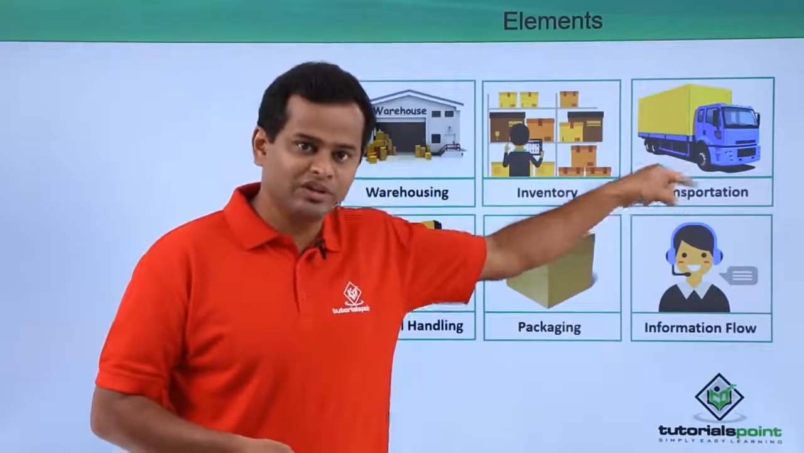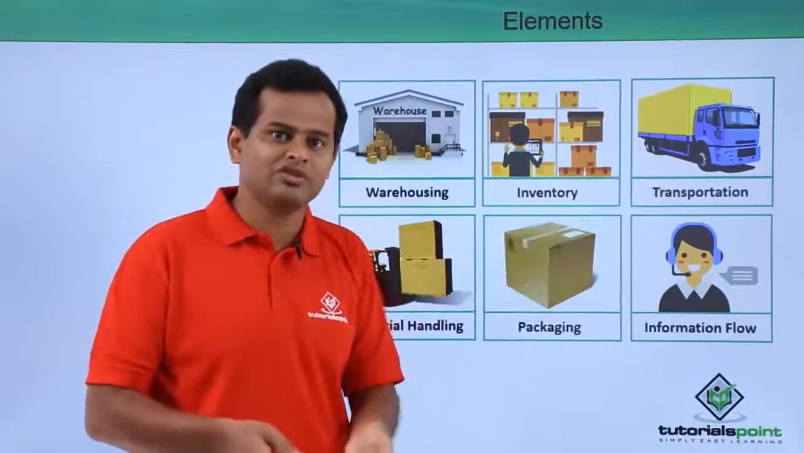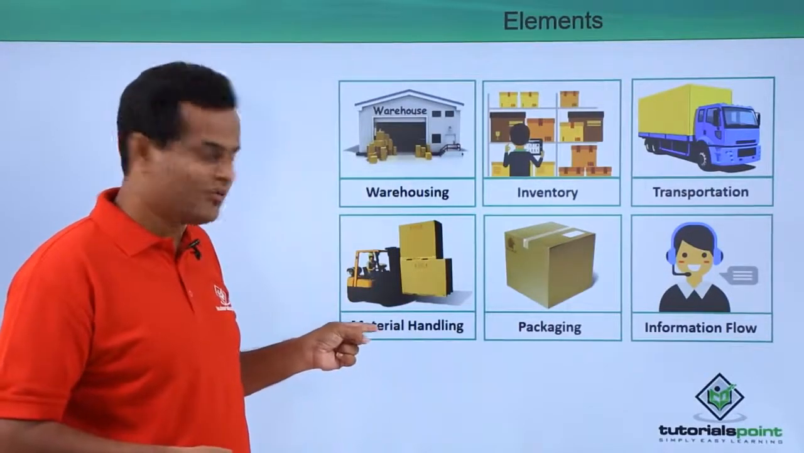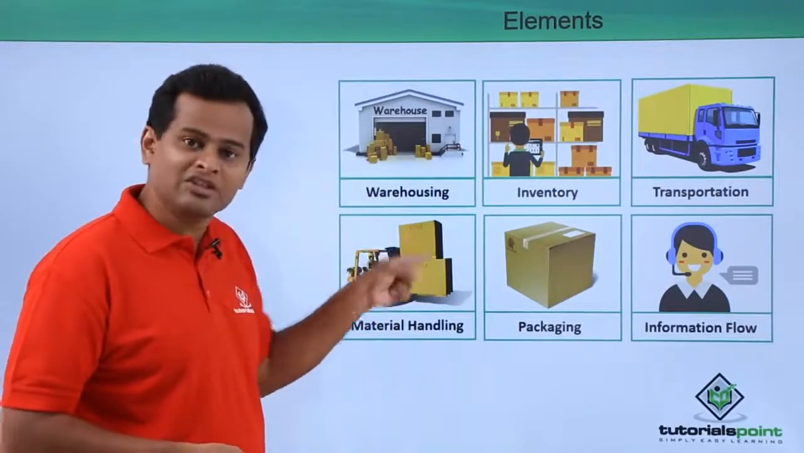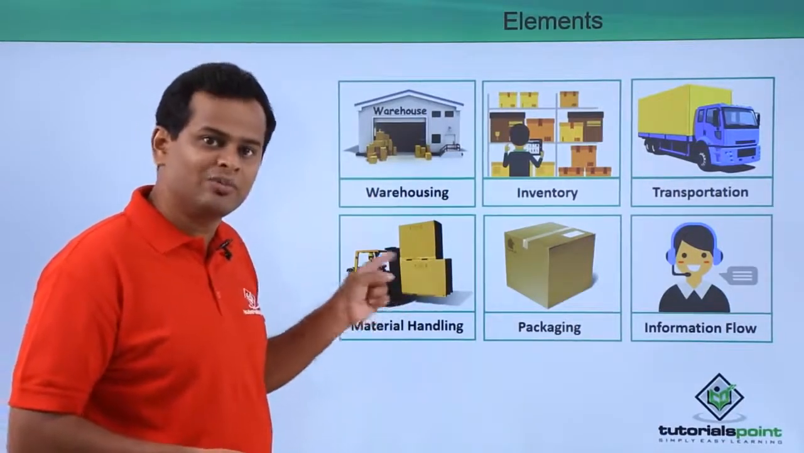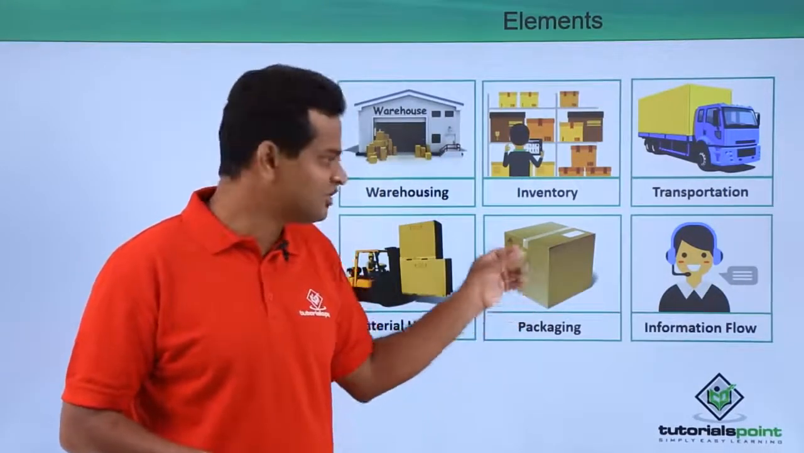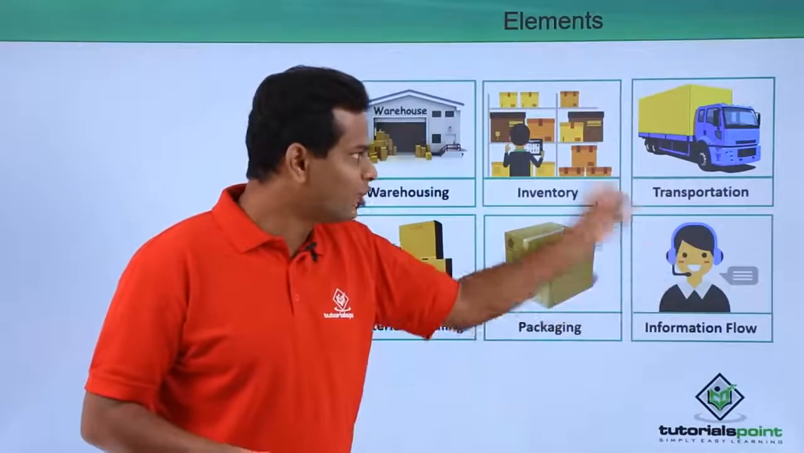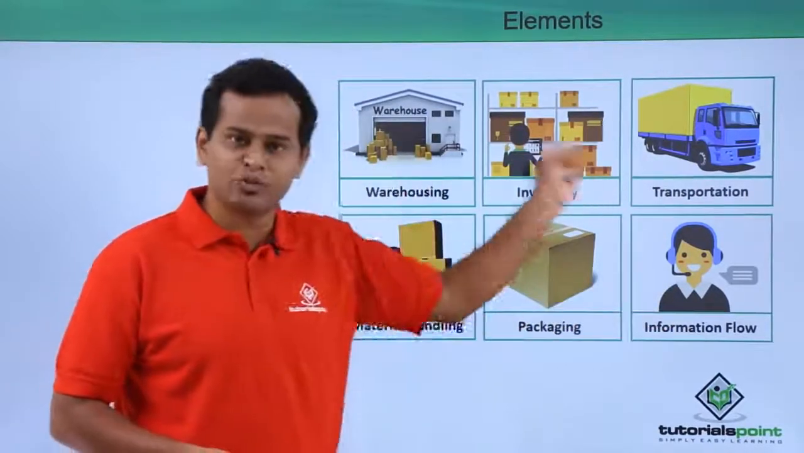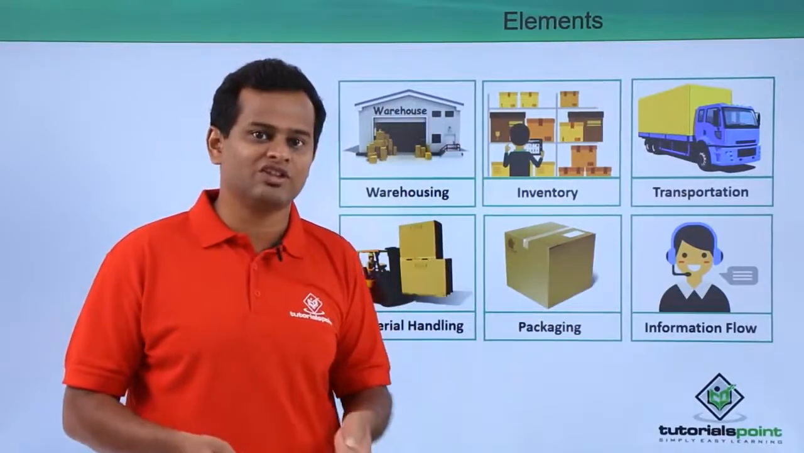This is the transportation vehicle used for transit. It can be roadways, airways also. We will be understanding the material handling equipments, where if the packagings are quite big in size, then we will be using this kind of material handling equipments. Then packaging to safeguard the products inside. And for all these things, there needs to be information flow. All these things put together are the elements working for an effective logistics management system.